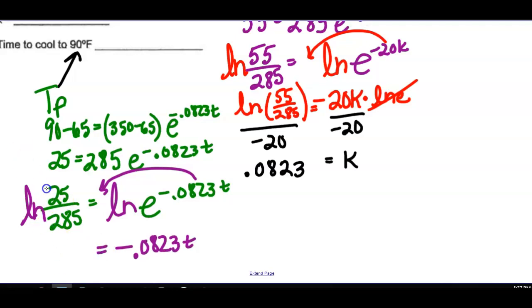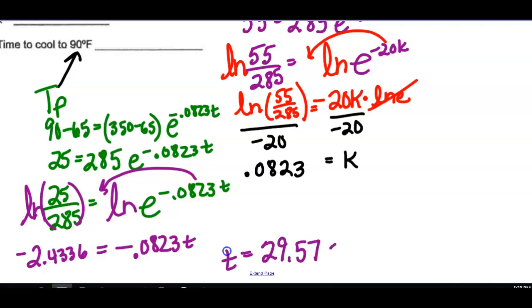Maybe I'll type it in this time. The natural log of 25 divided by 285 is negative 2.4336, and then I'm going to divide both sides by negative 0.0823, and I get 29.57, or about 30 minutes, 29.6 minutes until we can put the frosting on.